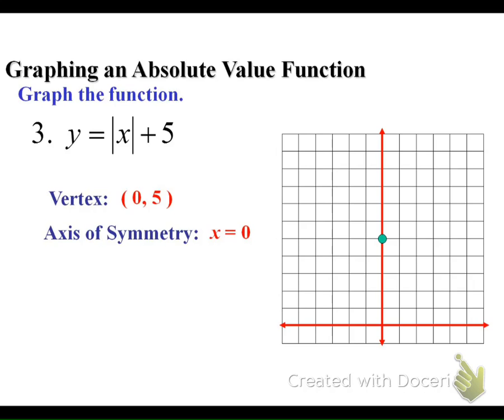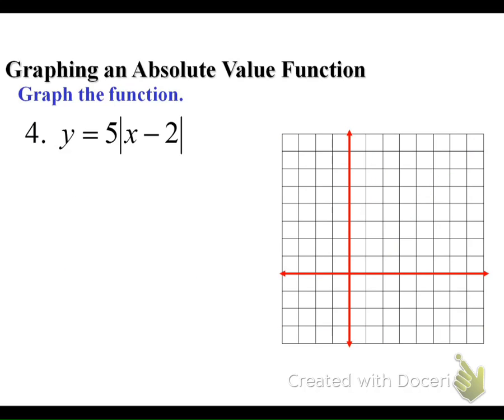Anyone know what the slope is? 1. So this is kind of like the last one. From our point, we can go up 1, right 1. Since it's symmetric, you could also think of it as up 1, left 1. Forms a V. And I'm done. What are your questions?